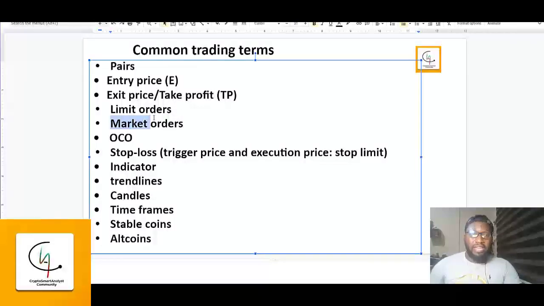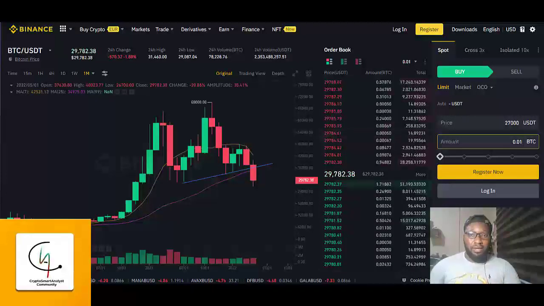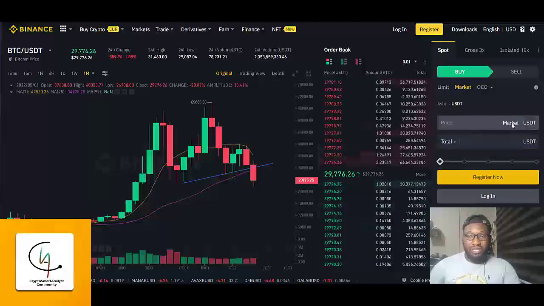Market orders are orders that execute at the market price. Currently, for a limit order, I have a section where I can enter my price here. But for a market order, you see that there's no section to enter my price. It's going to buy at the current market price. Now, you should be very, very conscious about buying at market price.